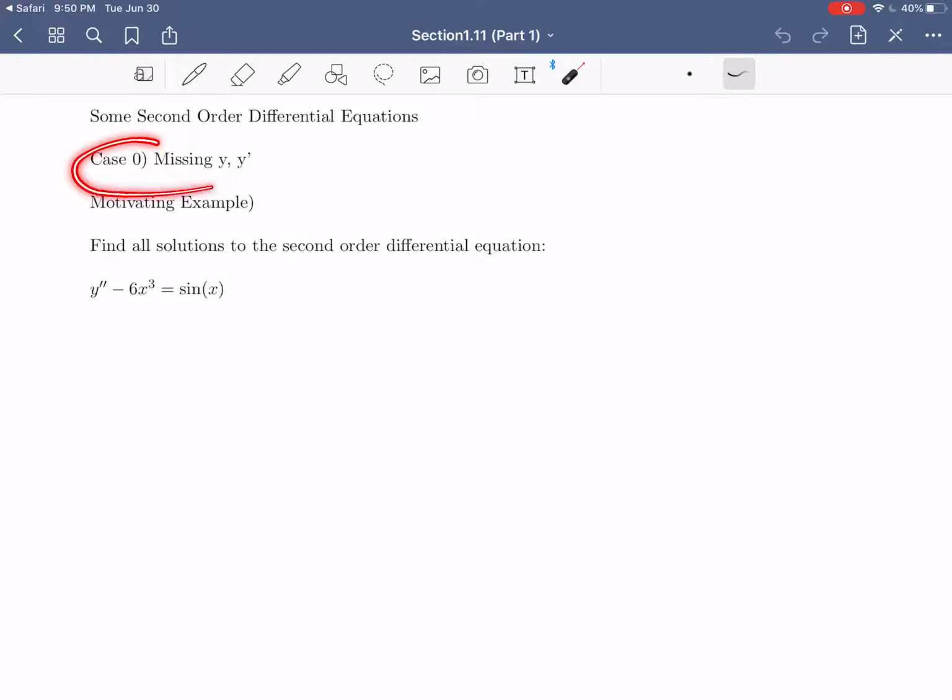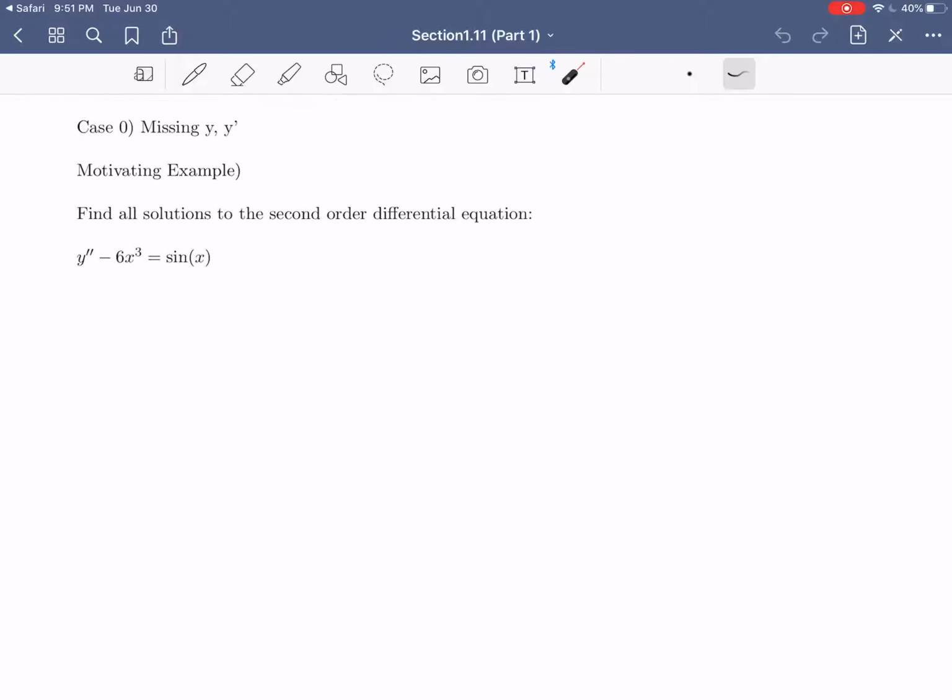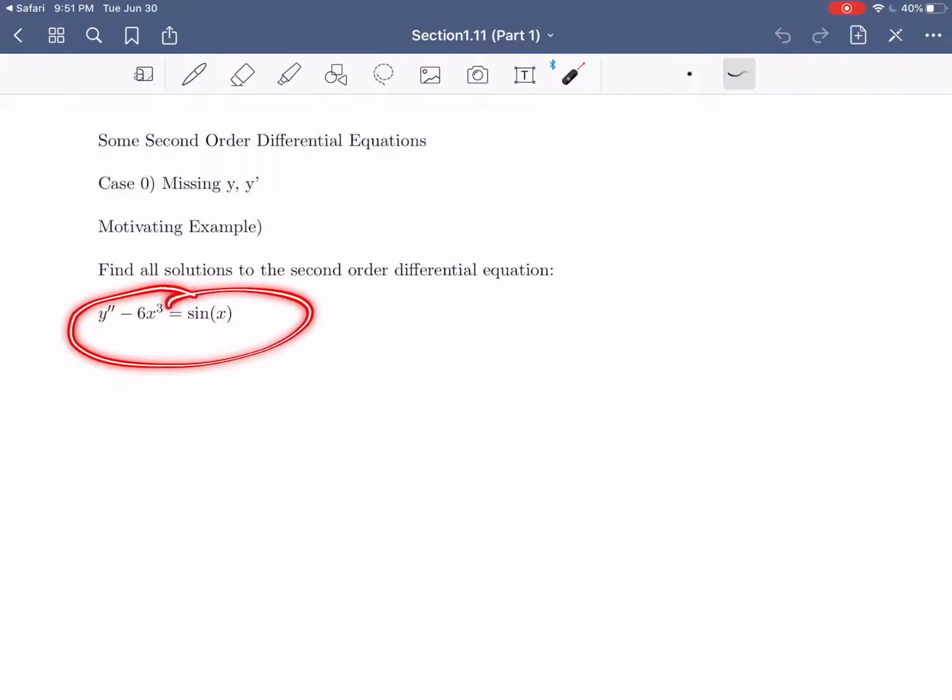The first case that we're going to talk about is what I would call the missing y and y prime case. In other words, this is going to be a second-order differential equation, so it's going to have a y double prime in it, but it's going to be missing both the y and y prime in the actual differential equation. As a motivating example of this, imagine this situation here.